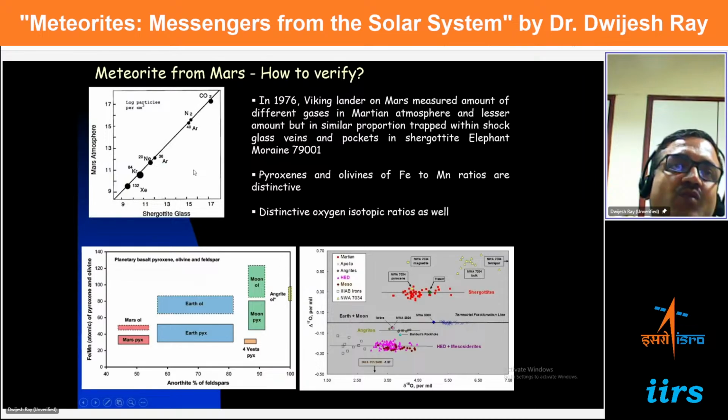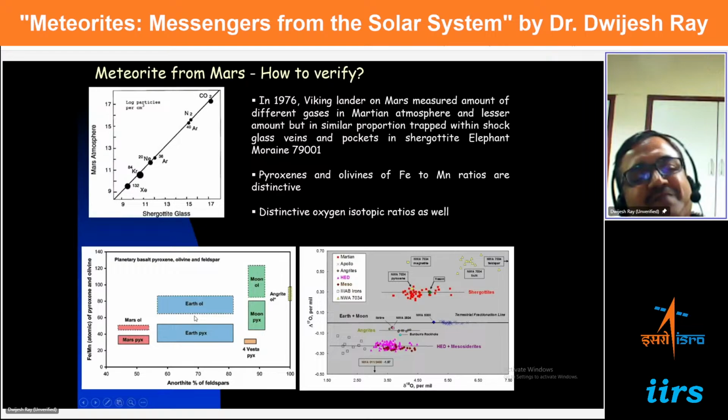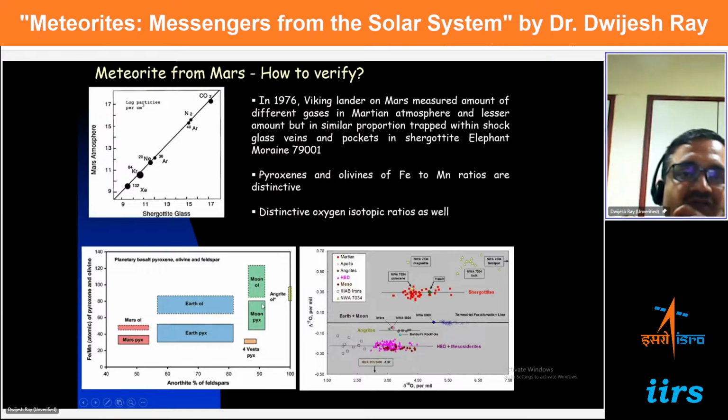So this is the way we need to verify whether a sample has come from Mars, or whether a sample has come from the Moon. There are some other examples you can use with the help of mineralogy, because Earth mineralogy is different from Mars, different from the Moon, and also different from Vesta.